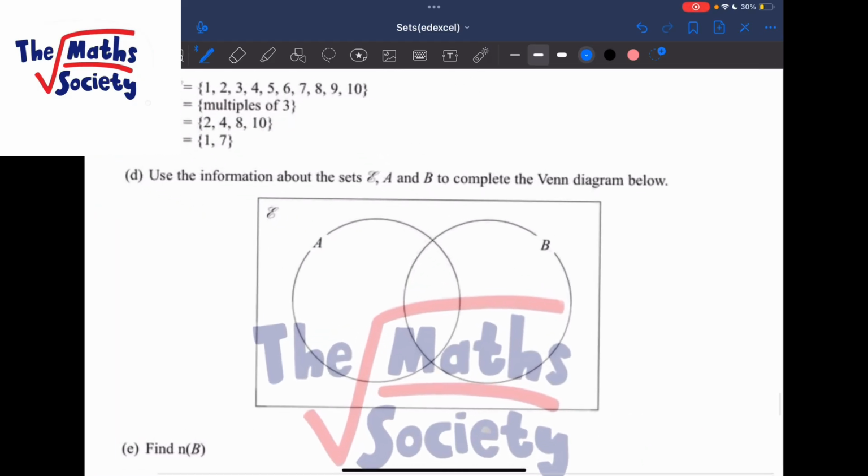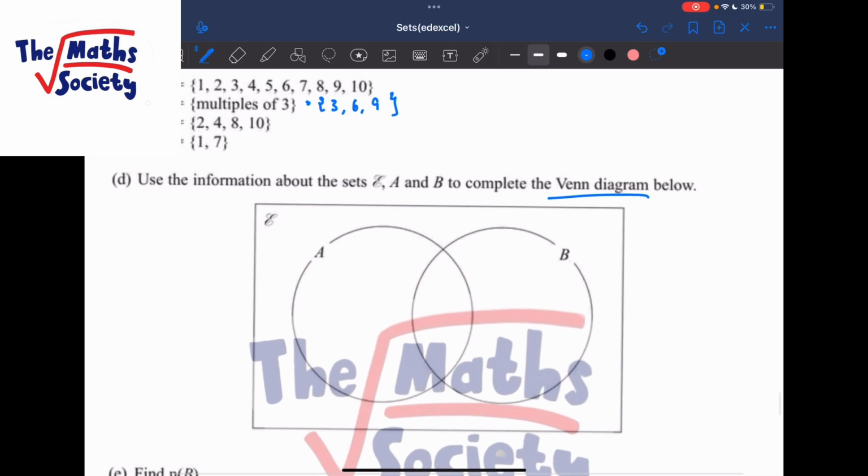So it says, given the set multiples of 3, you can just write down 3, 6, 9. Complete the Venn diagram as well. So A intersect B is 3, 6, 9. A union B prime is 1, 7, which is going to be 1, 7 outside. A is 2, and B is just going to be 5. The other ones that are left will be 2, 4, 8, 10, and this will be A.